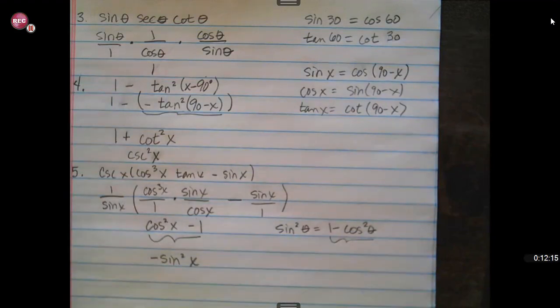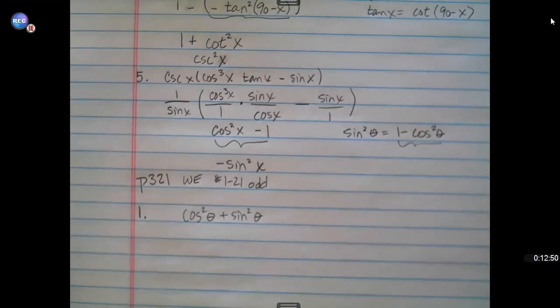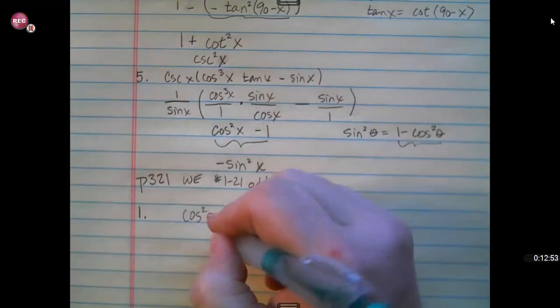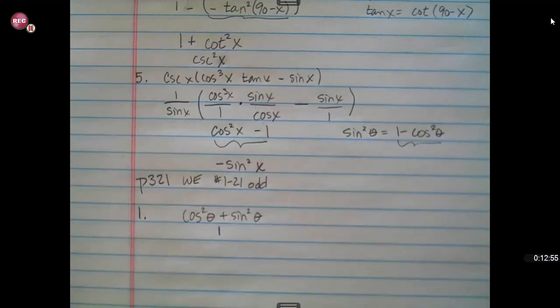And you know, your homework starts out so easy that it just seems so hard. You're to do 1 to 21 odd, and you need to show all your steps, not just put an answer. So my expectations, number 1 is cosine squared theta plus sine squared theta, and you're supposed to simplify that. Well, that's the Pythagorean identity verbatim. The answer is 1, and that's all there is to that.